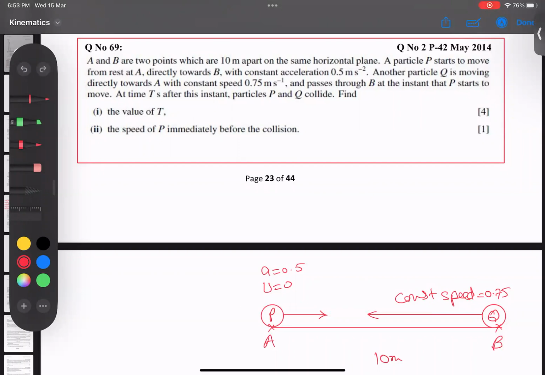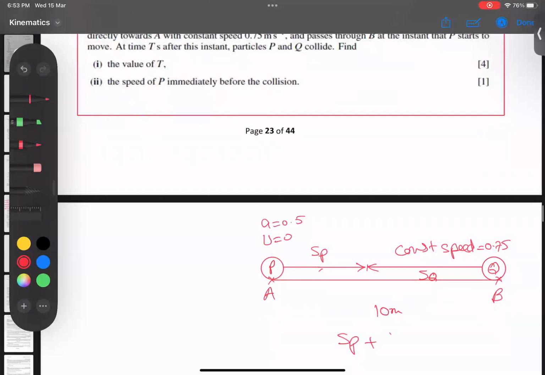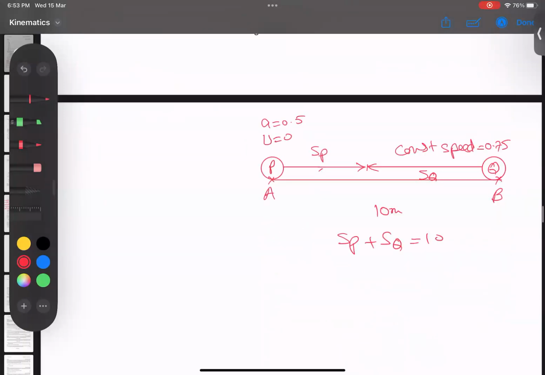Now, common sense says they will meet on the way. They will collide somewhere on the way. At collision, the distance traveled by particle P plus the distance traveled by particle Q equals 10, like SP plus SQ is equal to 10. It is a very clear approach. So let's find both, for P and for Q.